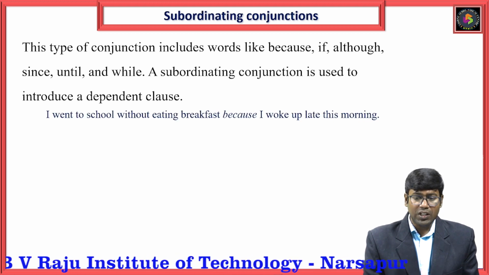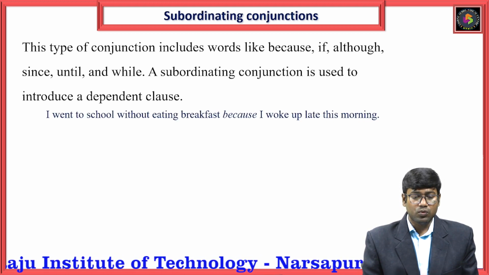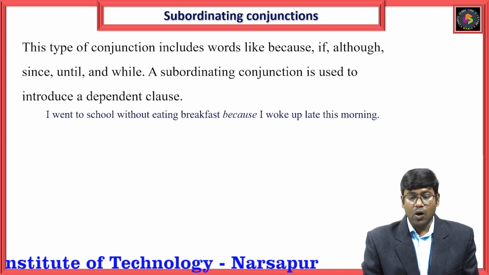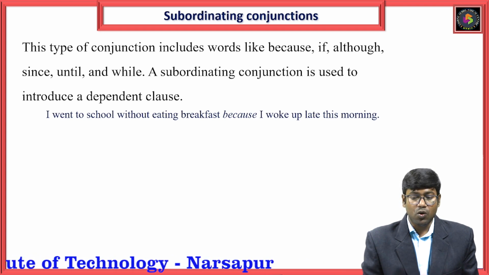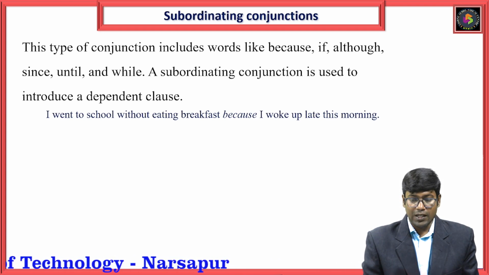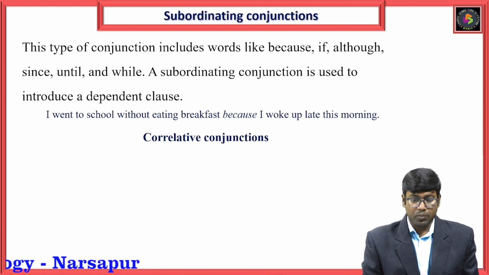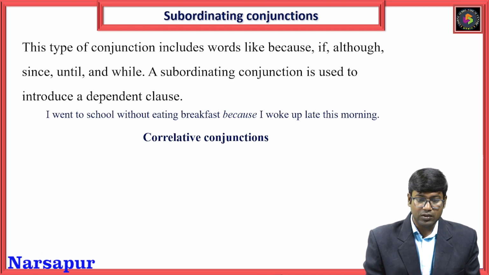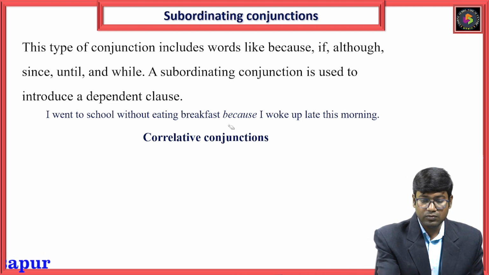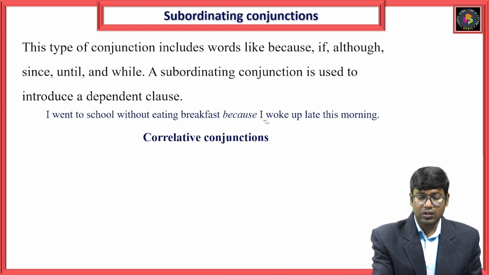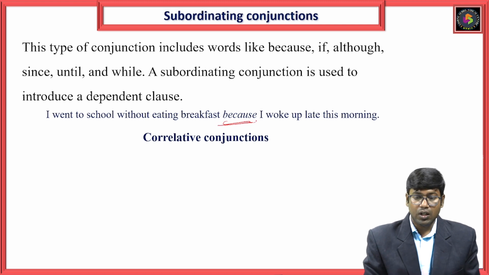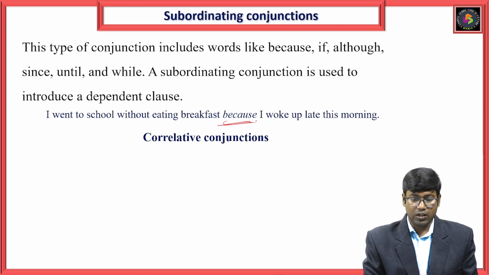So we can see this example: I went to school without eating breakfast because I woke up late this morning. Here this 'because' is a kind of subordinating conjunction.